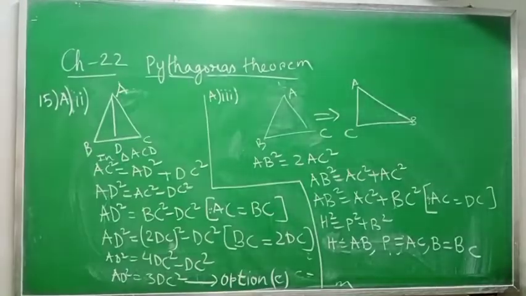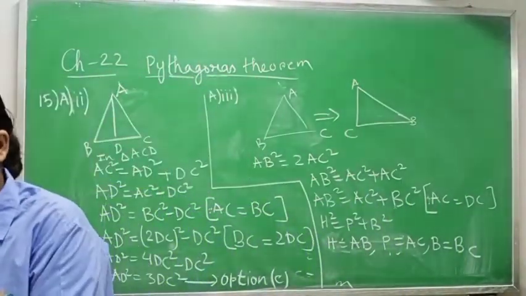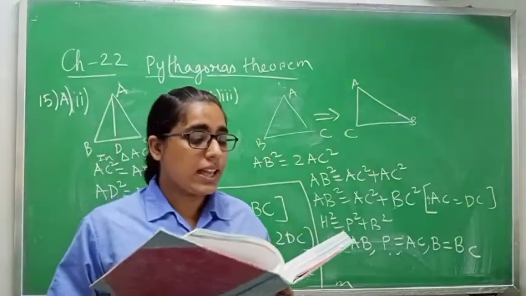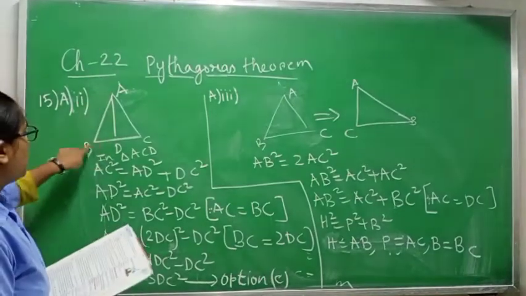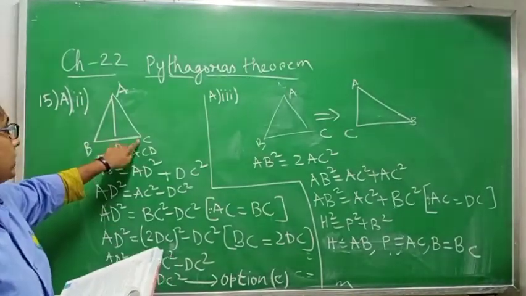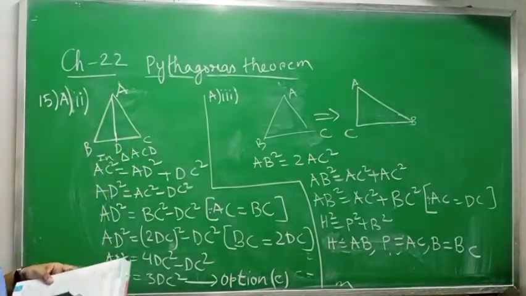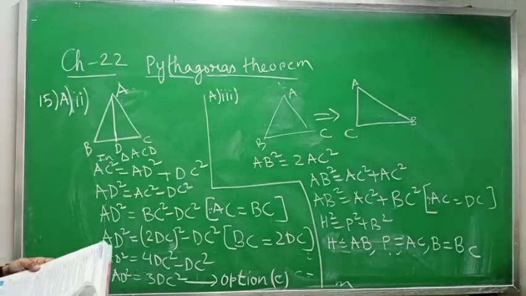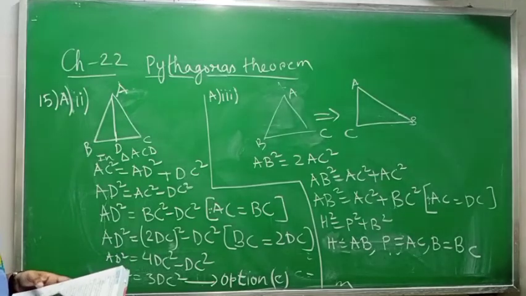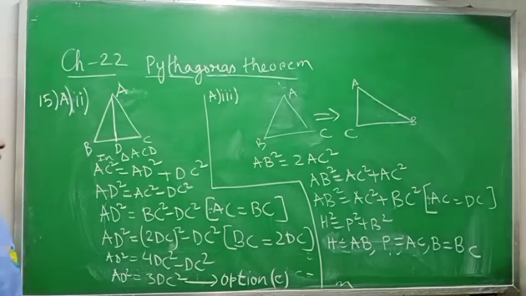Now class 10C, question number 15A2, very short MCQ question number 2. It is written, if ABC is an equilateral triangle and AD is perpendicular to BC, then AD square equals to 3 by 2 DC square, 2 DC square, 3 DC square or 4 DC square. Okay. So how will you do this one?